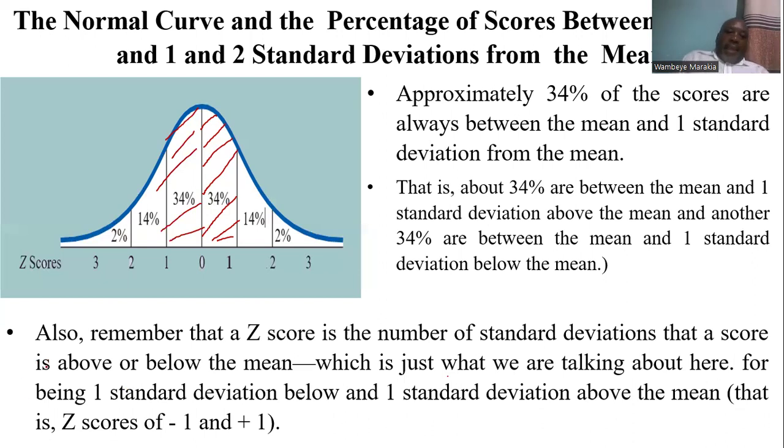And as we proceed, we will see that between one standard deviation and two standard deviations, we have approximately 14% of the scores lying in this area on either side, 14% on this side and 14% on the other side.